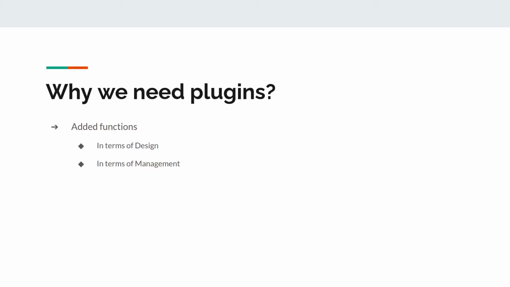And you can say that there are two kinds of added functions. The first one is in terms of design. It provides us with some design blocks that are not available in the editor. For example, later in this video, we're going to look at a plugin that gives you a contact form, the one we usually see on most websites. Now, a contact form is not available in the editor, and we need this added function, so we have to use a plugin to be able to incorporate a contact form into our websites so that the readers or the audience can get in touch with us with the form. So this is the first kind of added functions.